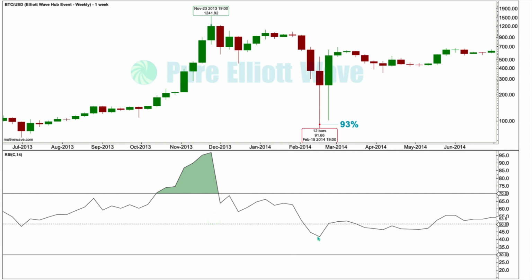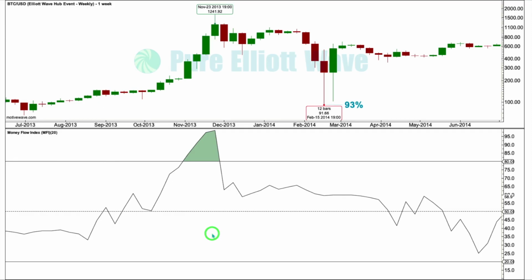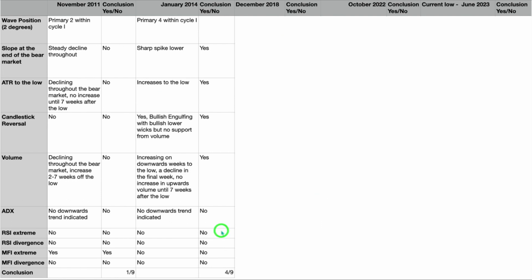RSI, nope, it didn't reach oversold and didn't exhibit divergence. What about money flow? Nope, it didn't reach oversold at the low and didn't indicate divergence at the low. So we've got 4 out of 9 conditions met here. You could have been expecting one more low to see some bullish divergence, but I think that strong bullish candlestick reversal pattern with those bullish long lower wicks would have been a really strong giveaway for that one.